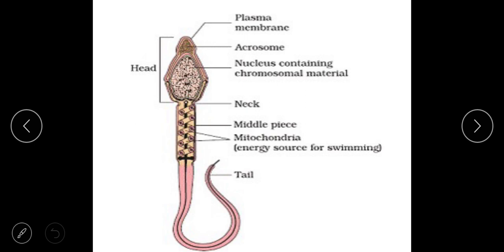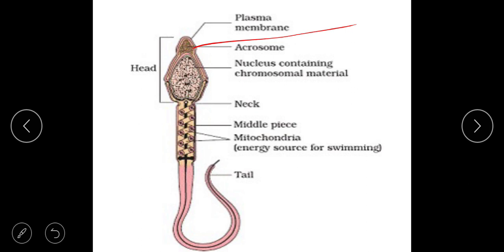Each sperm or spermatozoon consists of three regions: the head, neck, and tail. The head is the main part because it consists of the nucleus. The tip of the head is a beak-like structure known as the acrosome. This region is rich in various enzymes, known as sperm lysins. They help in the penetration of the sperm into the female gamete.